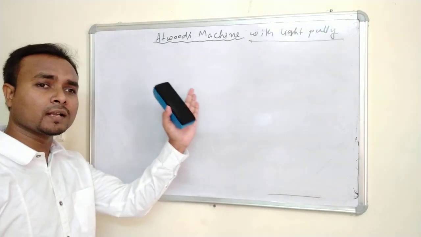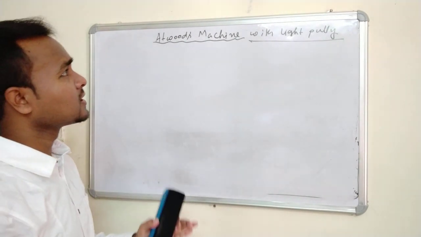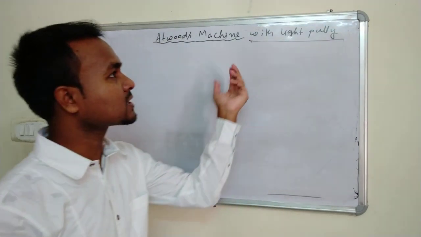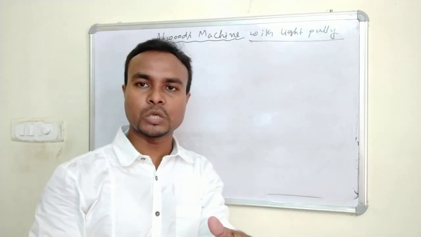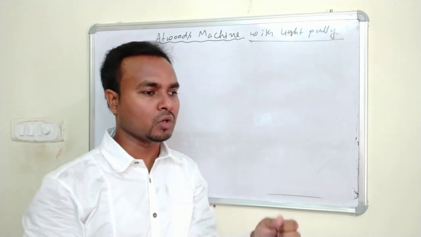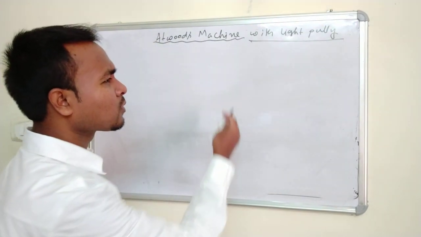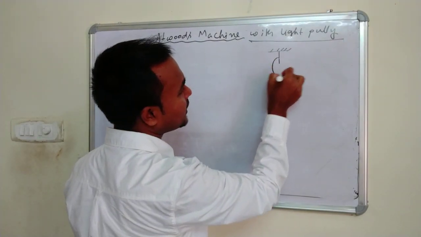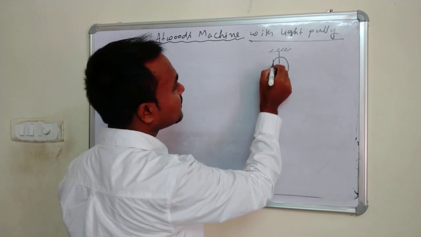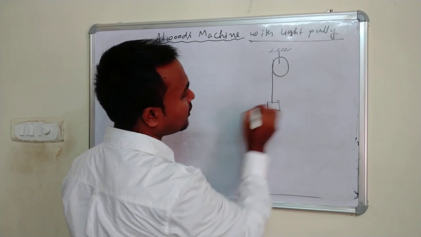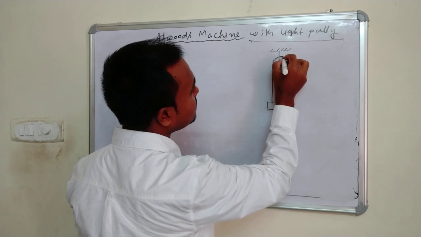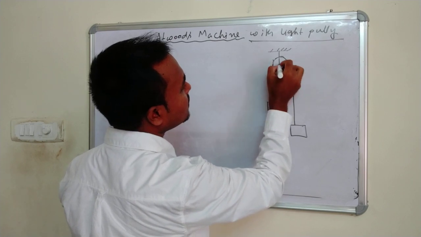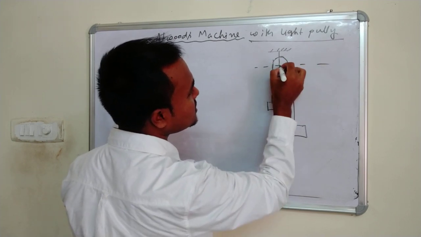Okay, so another problem, that is Atwood machine with light pulley. First we will discuss Atwood machine with light pulley, then we will move to Atwood machine with heavy pulley. So in this problem, suppose there is one point of suspension, and here a pulley will be there, like this, a bob, a string, another bob. So this is the pulley.